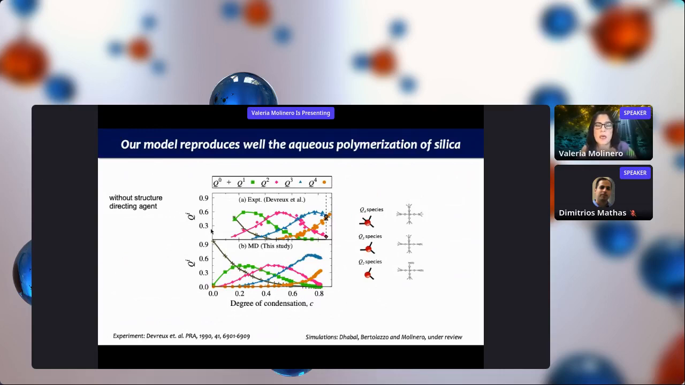For that, what we look at is the distribution in experiments above and in the simulations below of the speciation of silica particles, silica centers, as a function of the degree of condensation when the polymerization advances. Now, to read this, you have to see that Qn means a species of silica that has n silicon neighbors. So, for example, Q4 means that each silica is coordinated to 4 other silicas through the oxygens, and 3 with 3, and 2, and so on. So this means that we can reproduce the speciation of silica and the degree of condensation with a very simple model that does not have long-range interactions or even any chemistry.